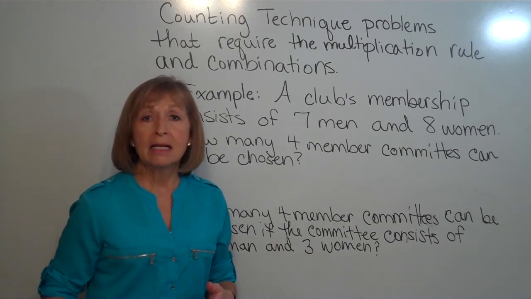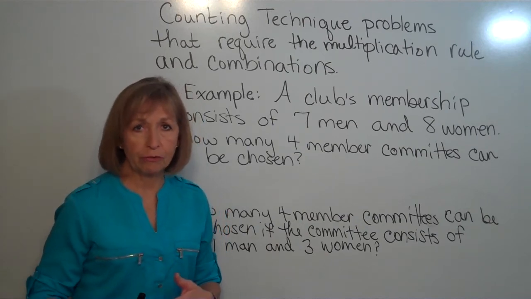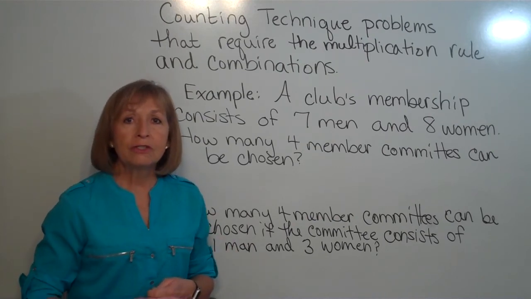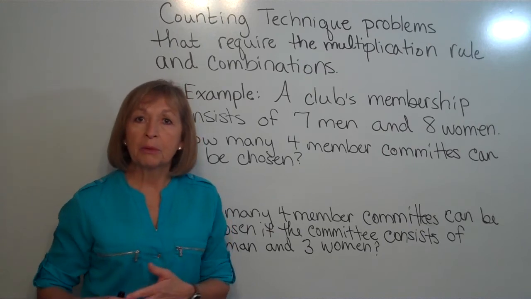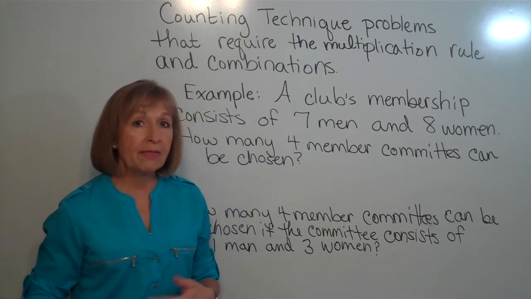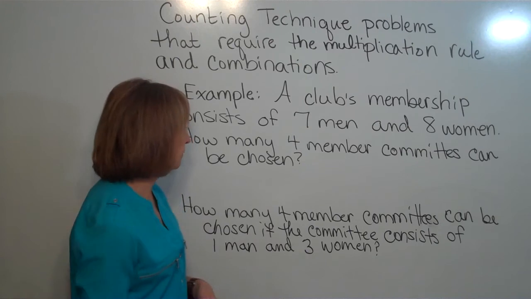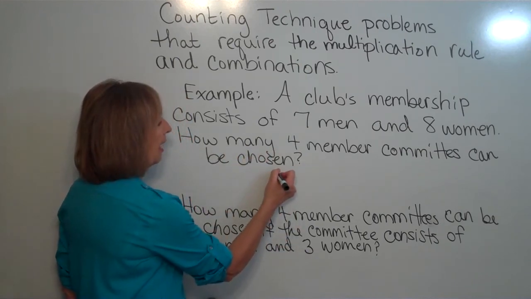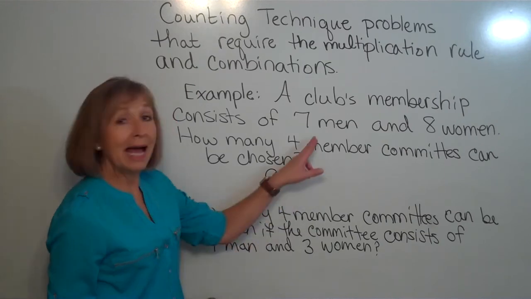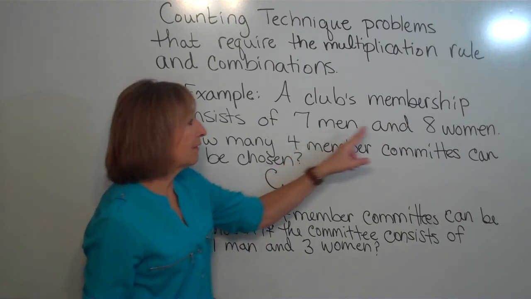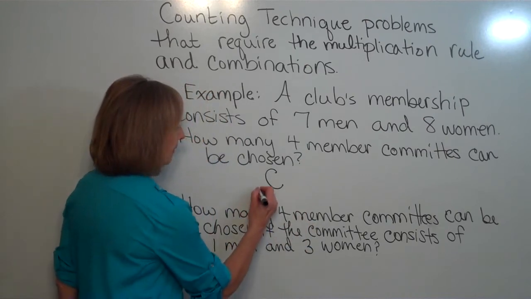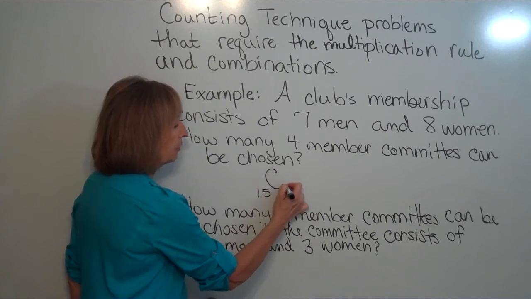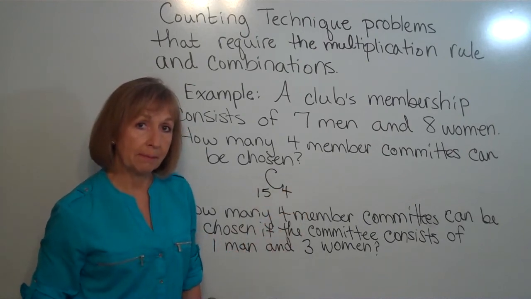Now, in a committee, none of the members have any jurisdiction over each other. They just go off and discuss what item they've been charged to do. So here, I don't have placement within the group mattering, and that's why it's a combinations problem. And it's how many, so it's a counting problem. So this would be combinations of, my entire club's membership is 7 plus 8, or 15. And I'm looking at a 4-member committee, so I'm choosing 4 out of those 15 members.